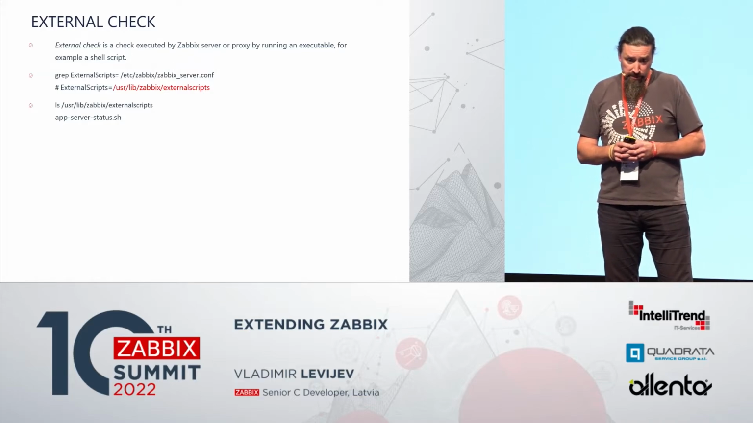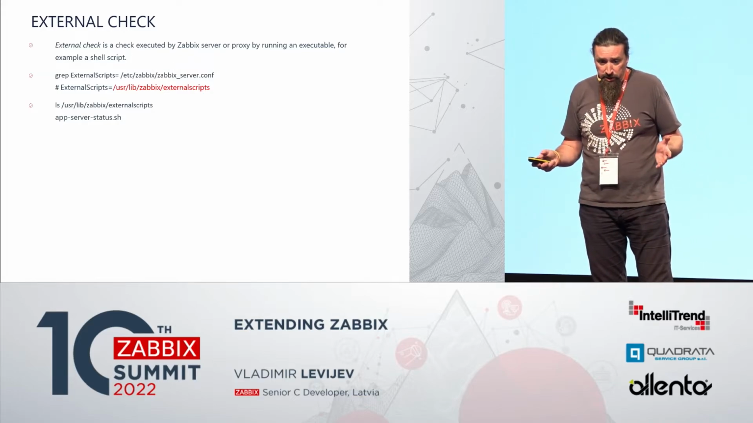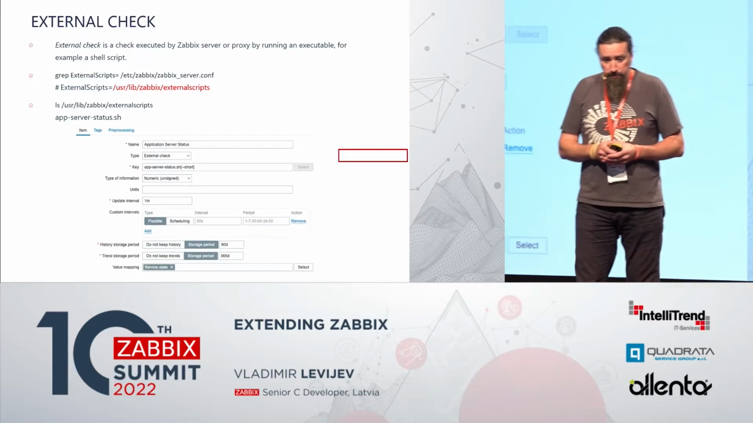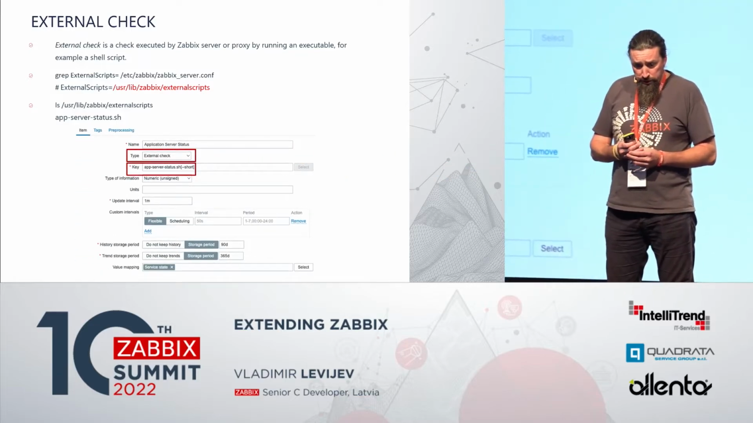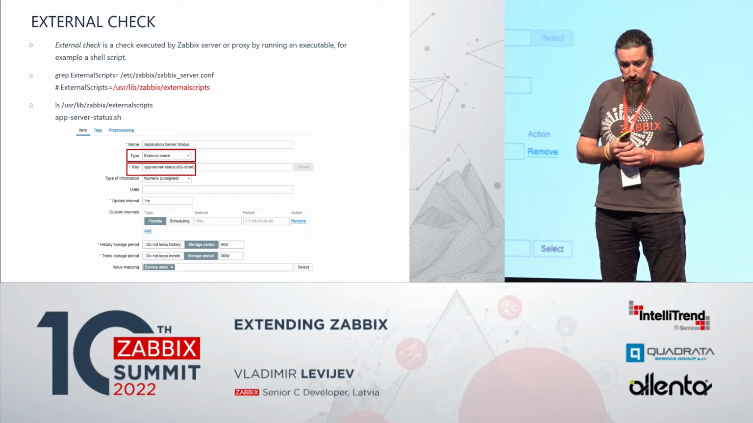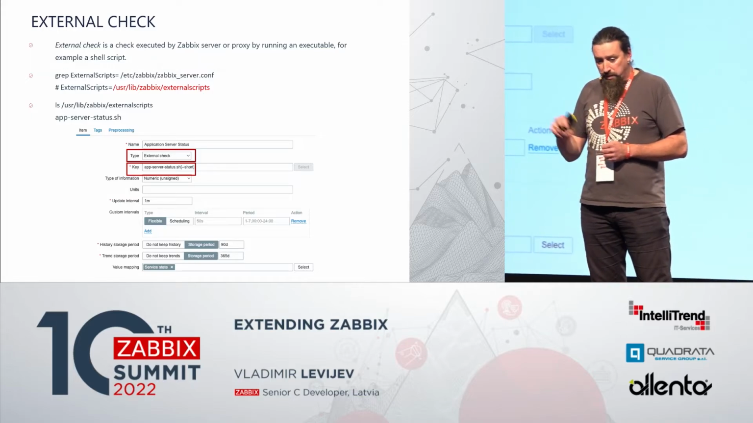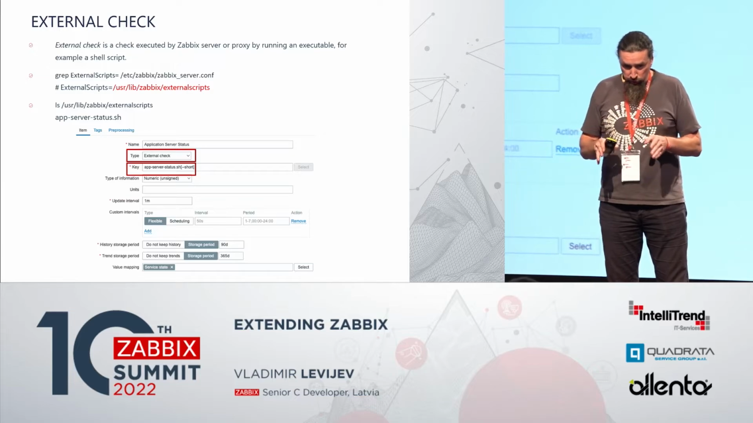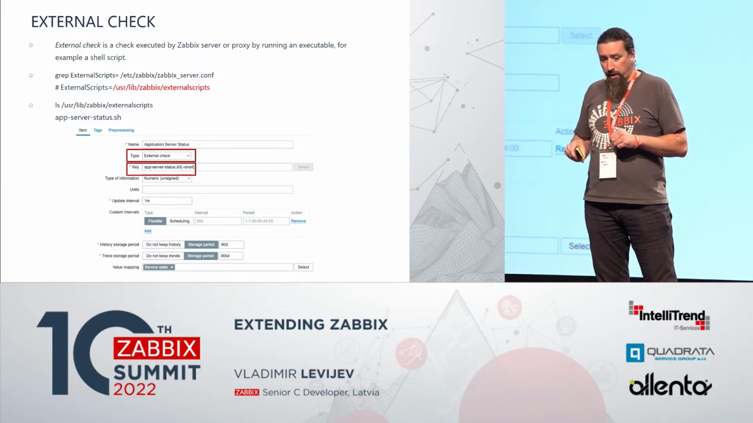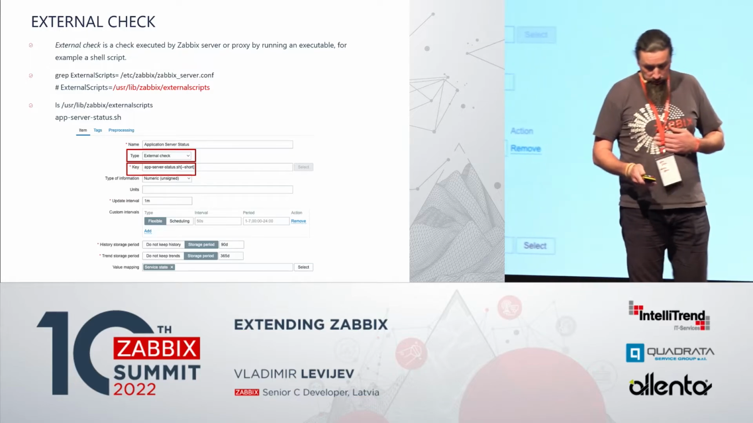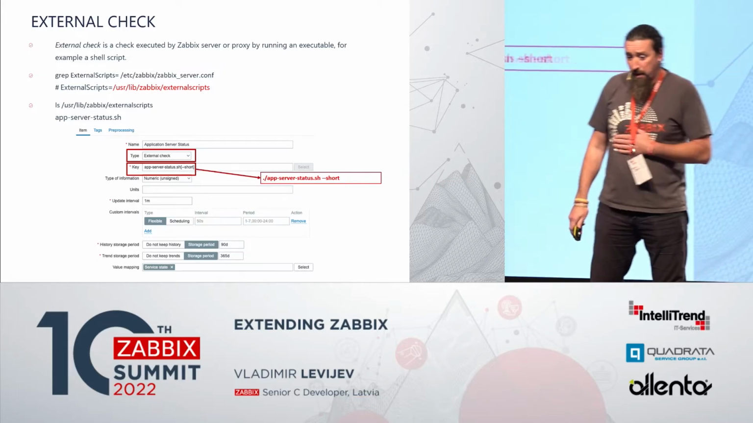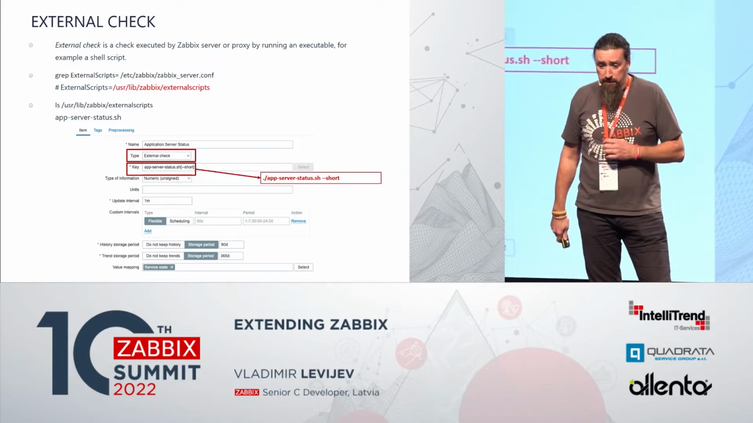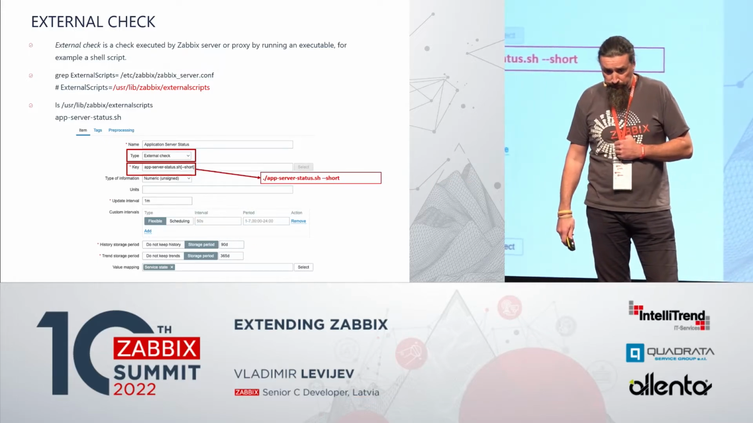Let's see, we have an example app server status script. We want to use it, so we create an item of type external check, and we put the item key as exactly the name of our executable. And in square brackets, you can have optional parameters. They are not required. And in this case, the actual call will look like this.